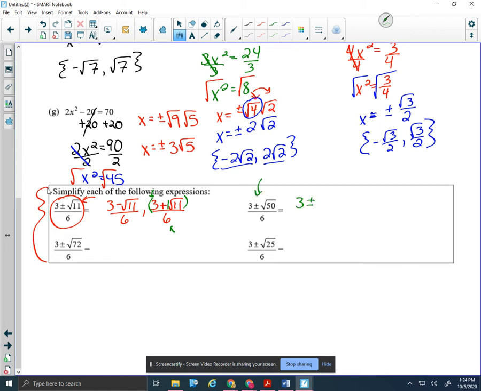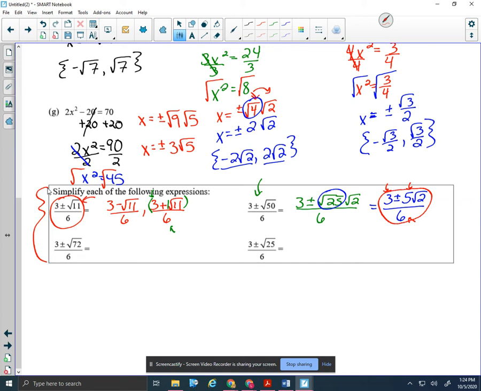So I notice 50 has a perfect square that goes into it. That's 25. Breaks down into 25 times 2. So we are going to take this, and that becomes a 5. So then I look at each of these terms. I look at the 3, I look at the 5 in the radical 2, and the 6. They don't have any numbers in common, like a GCF, that I can take out, so that is my final answer.